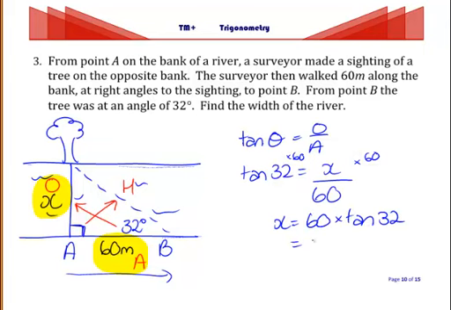Plug that into your calculator and you get approximately 37.49, and we're in metres. Finish with a therefore statement. Therefore, the river is approximately 37.49 metres wide.